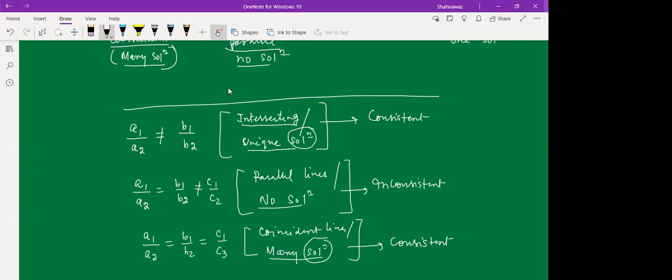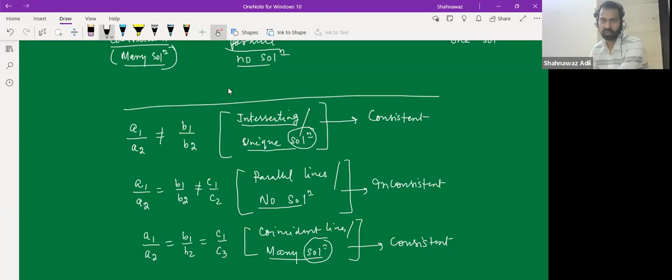Is there any class assessment? Yeah, there will be a class assessment, and that would be on linear equations in two variables, right?